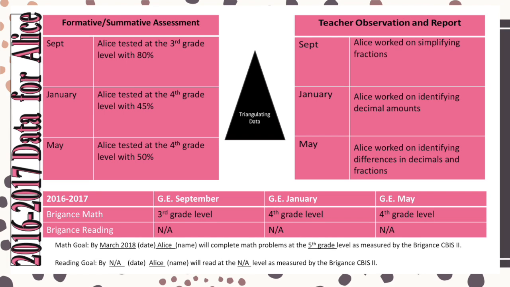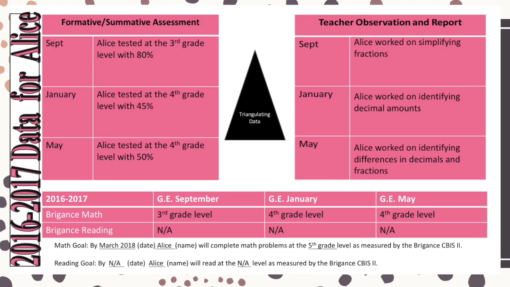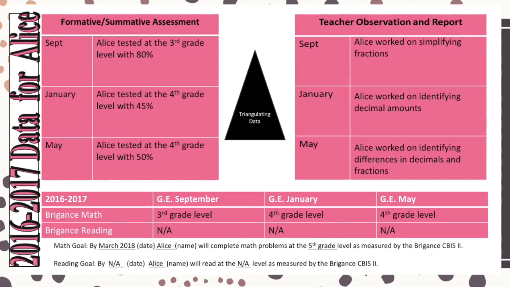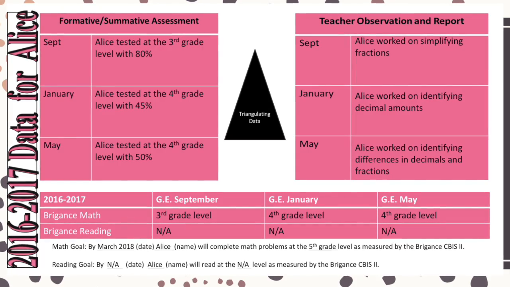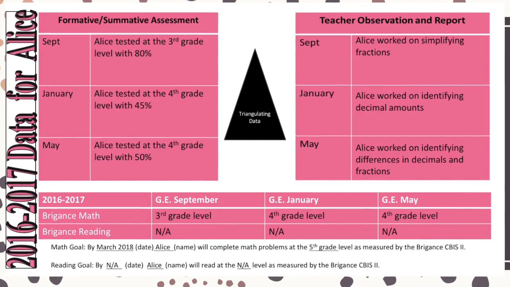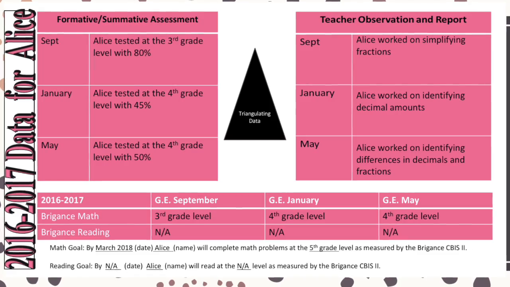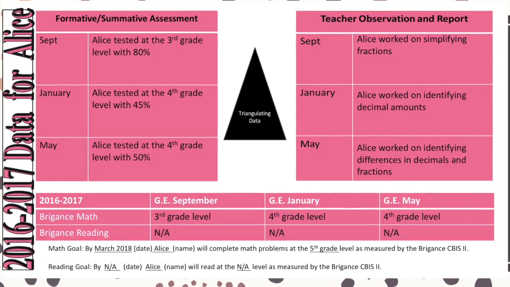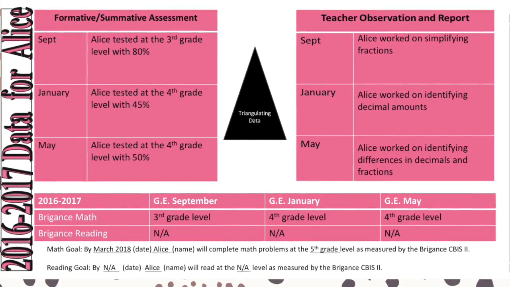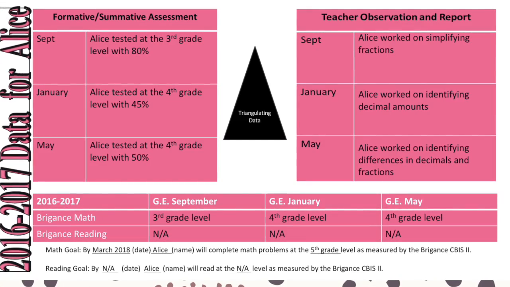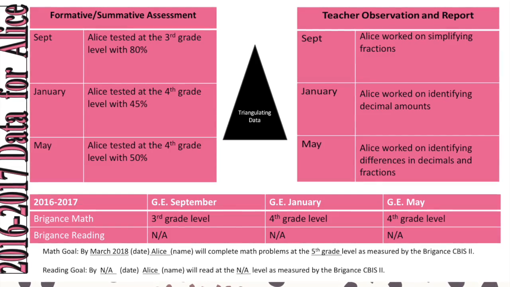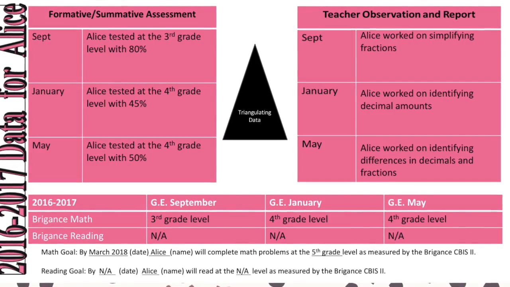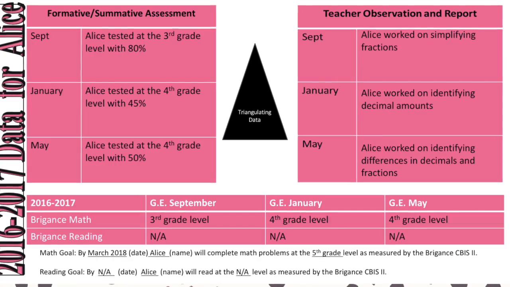So for my student, Alice, I worked with her on only the math test. I didn't have time to do the reading, but in September, she was at 3rd grade. In January, she was at 4th grade, but with only 45%. And then in May, she only raised that to 50% for the math test. So obviously, she really is still kind of at a 3rd grade level. She needs more work at the 4th grade level.